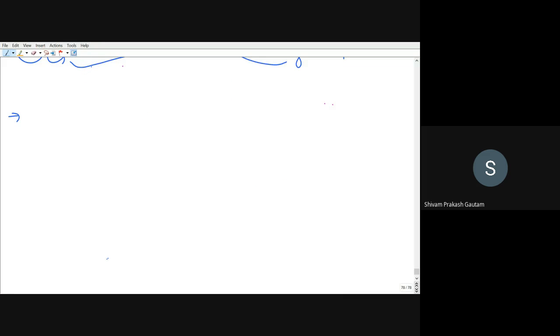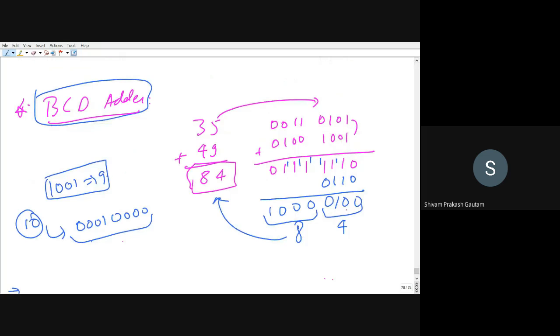So add the 4-bit BCD code for each decimal digit position using ordinary binary addition. So this we have seen. Using ordinary binary addition we have added, right? In this case, if the sum is less than 9, then no correction is needed. That means it is in true BCD form.